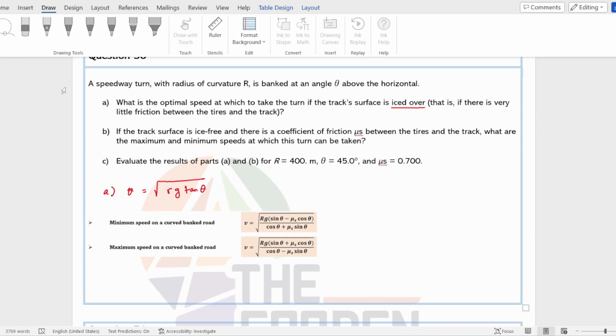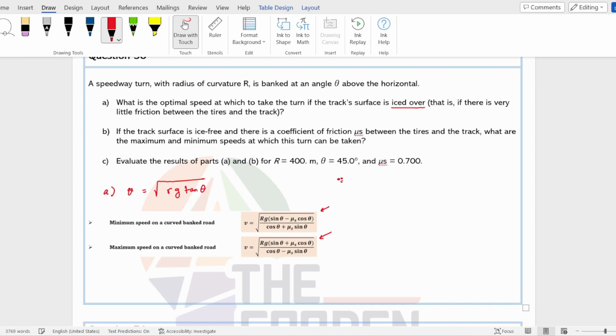Okay, and in part C, we are asked to evaluate the results of part A and part B for R equals 400, theta equals 45 degrees, and µs equals 0.7. So we can basically plug in those values in this equation and in this equation to find the answer. How can we do that? Let's start with the first one.